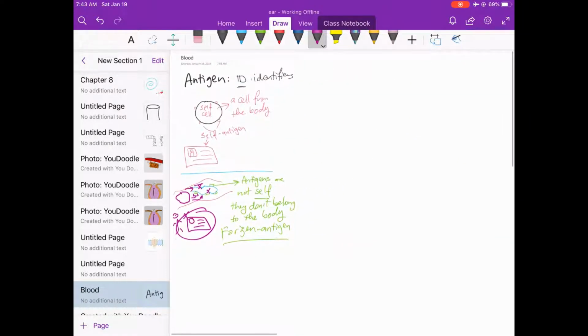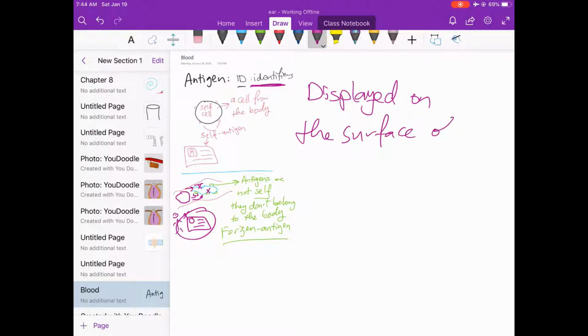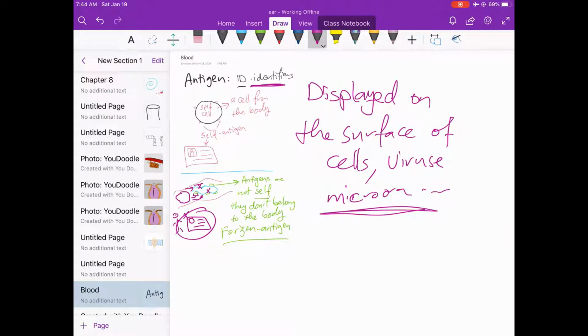So this is the concept of the antigen. Antigens are identifiers. They are displayed on the surface of cells, viruses, microorganisms, etc. Anything that comes into our body has this ID. Now you might wonder, what if it doesn't contain any ID? In this case, the white blood cells cannot see it, and that is extremely dangerous and rare, by the way. Okay, so these are the antigens.